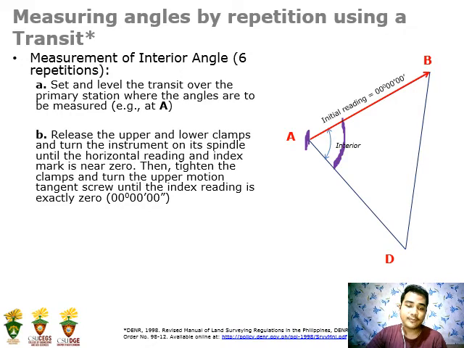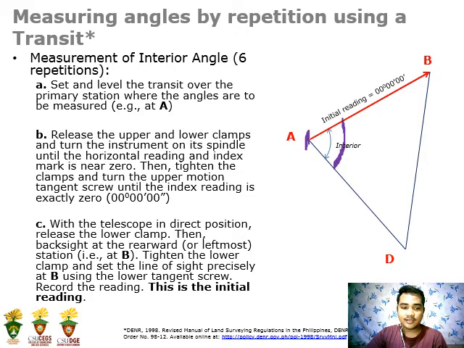In class, you point out the station where you start the reading. The upper tangent screw is the one for slow motion of your plate, so you can turn until you read 0°00'. Then, with the telescope in direct position, release the lower clamp, then backsight at the rearward or leftmost station B. Tighten the lower clamp and set the line precisely at B using the lower tangent screw and record the reading. This reading is the initial reading.